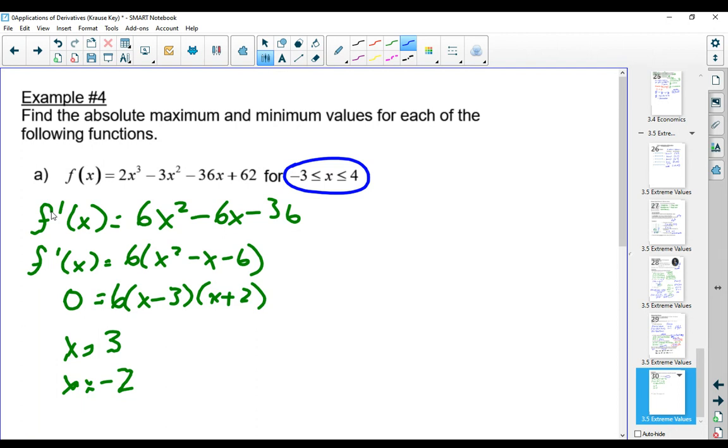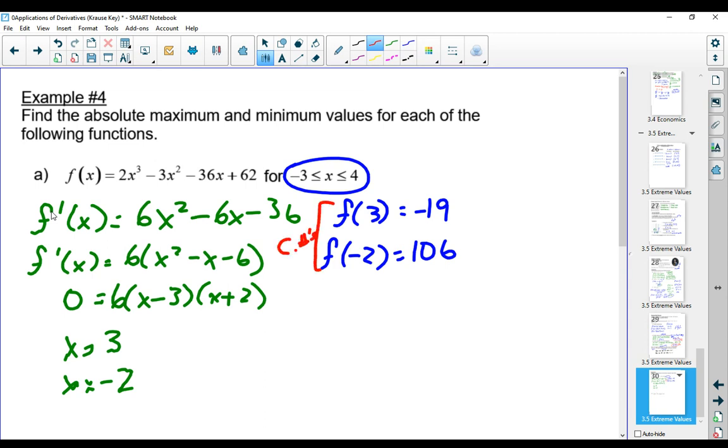those coordinates are. So f of 3, I'm going to save you some time here and just have you trust me that when I sub these in, I'm going to get the values I show you. But if I plug in 3, I'm going to get negative 19. If I plug in negative 2, I'm going to get 106. So these are my critical points, or critical numbers. And then I also have to sub in my endpoints. So f of negative 3 would give me 89, and f of 4 would give me negative 2. So these would be my endpoints.